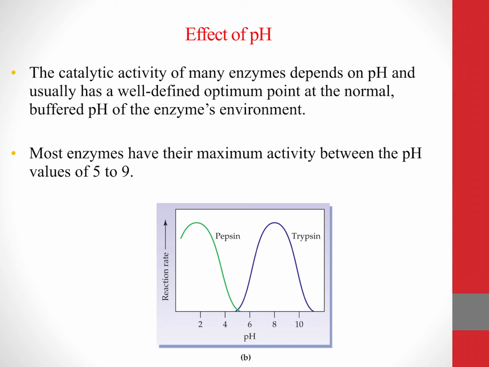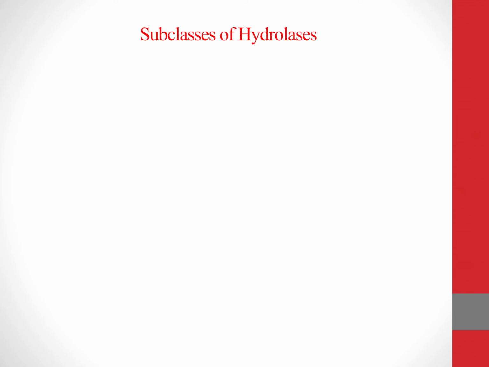With trypsin, it has a pH range from 5 to, well, a little further than 9, probably 11. But then pepsin's pH range is lower. It's more acidic. So depending on what enzyme we're looking at will depend on where their optimal pH is.